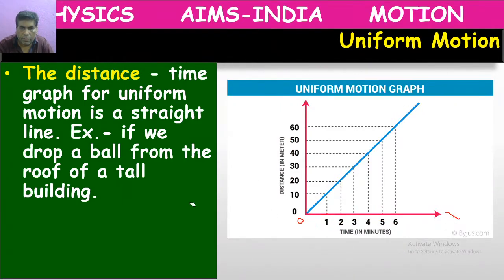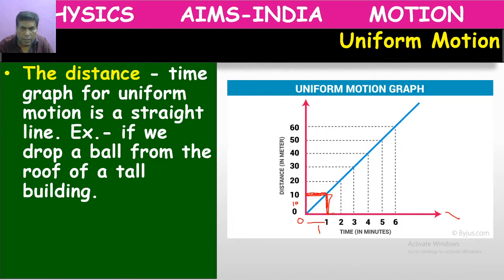Now observe this graph carefully. 0 to 1. What is the time interval? 1 second. 0 to 10. What is the distance? 10 meters. So what do these two lines represent? In 1 second, it has covered 10 meters.